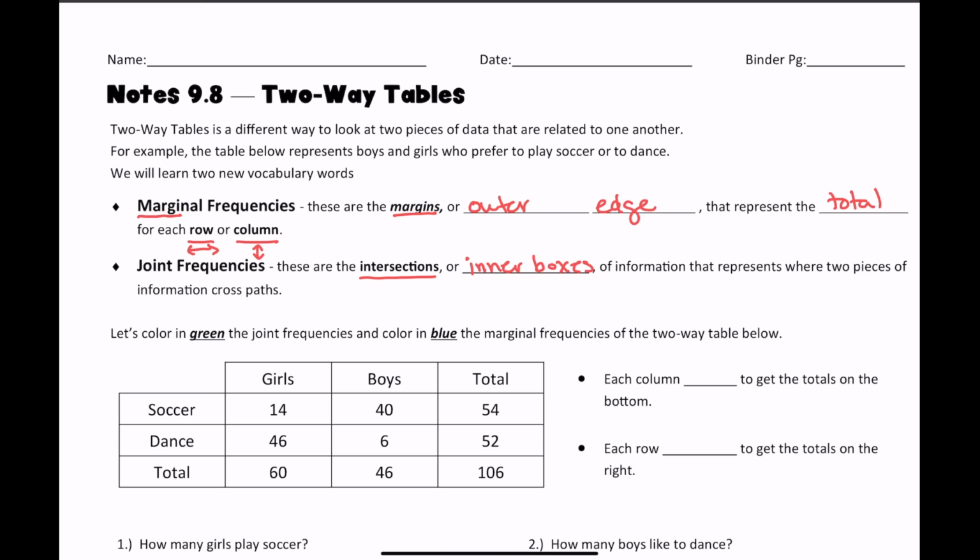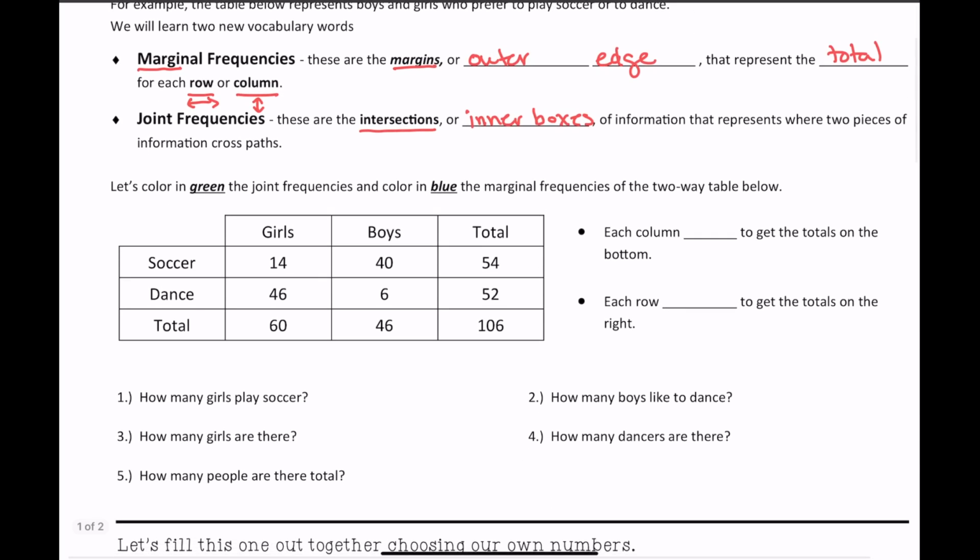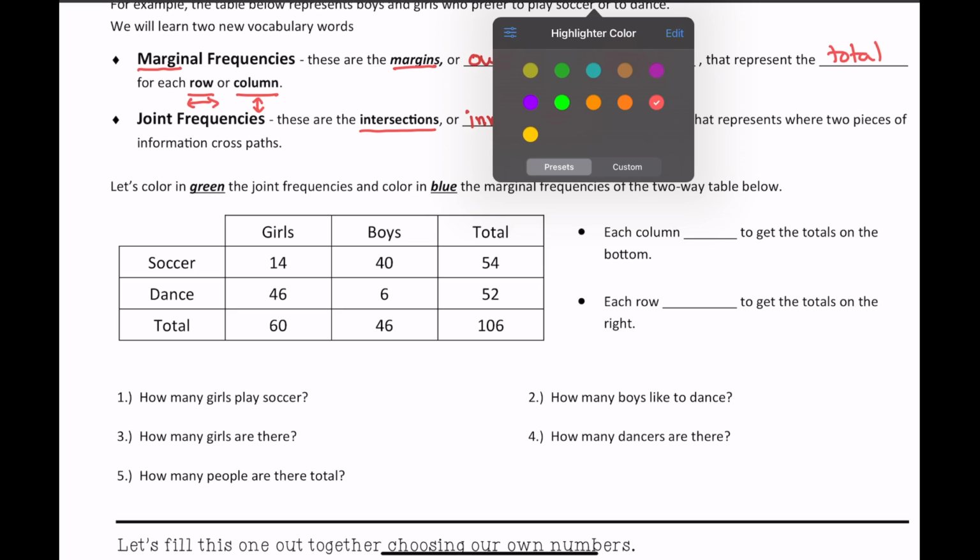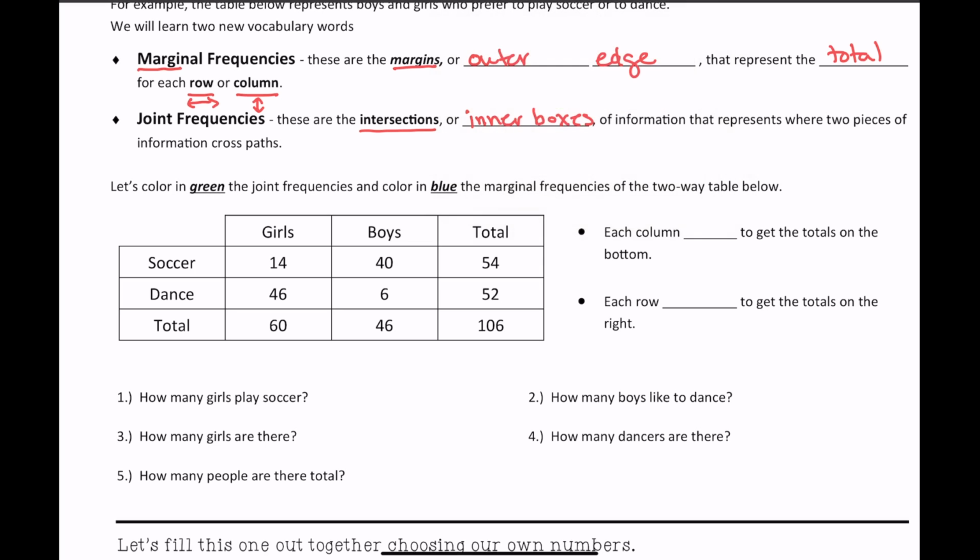So you might want some colored pencils, or maybe highlighters or crayons, whatever you got. We're going to go through and color in green. I'm going to highlight so we can still read it. We're going to color green for joint frequencies, and then blue for marginal frequencies. So the joint frequencies, which will be in green, are the middle boxes here.